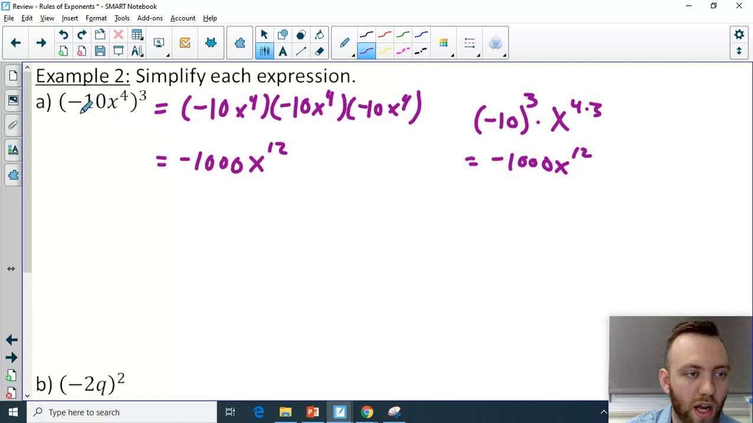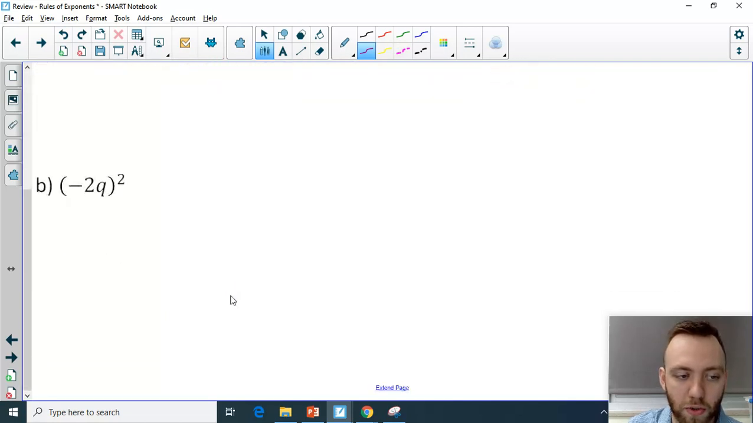So again, this 10 gets wrapped up in this cubed, but then you can just multiply these two exponents. 4 times 3 is 12. But if you like to write it out and think about it that way, that works too.